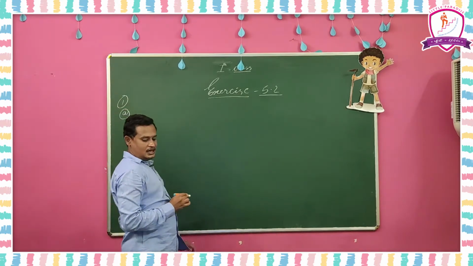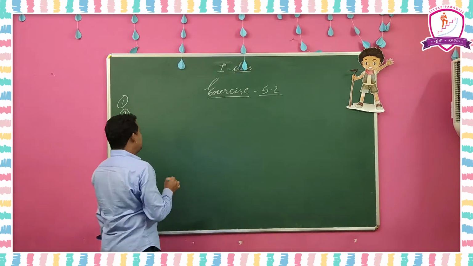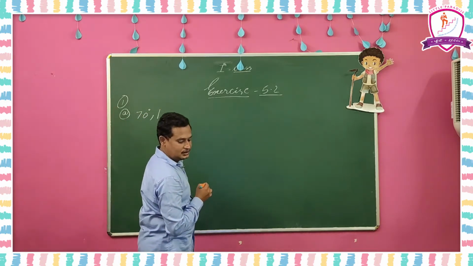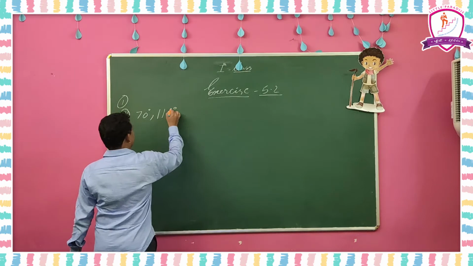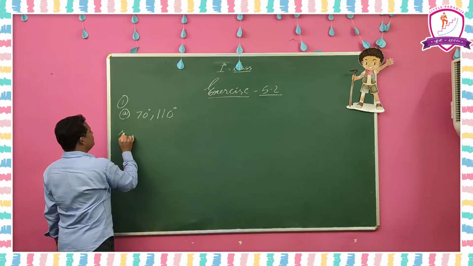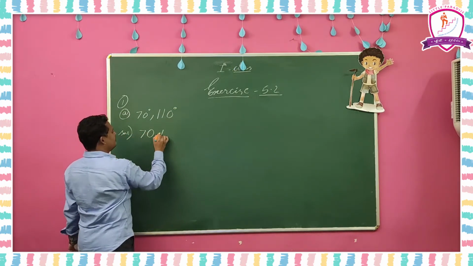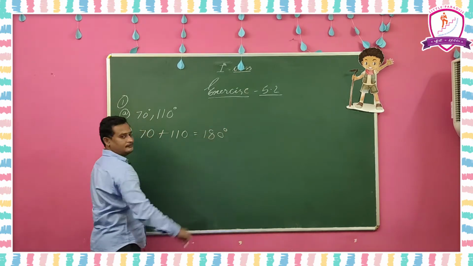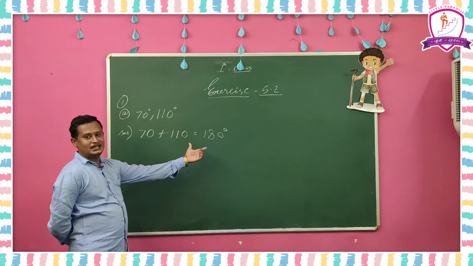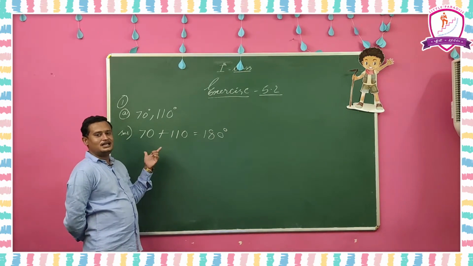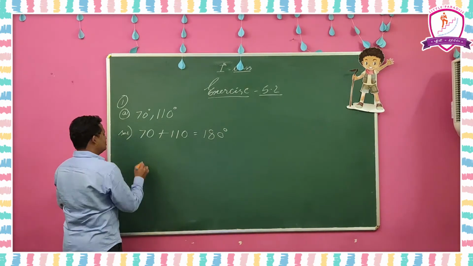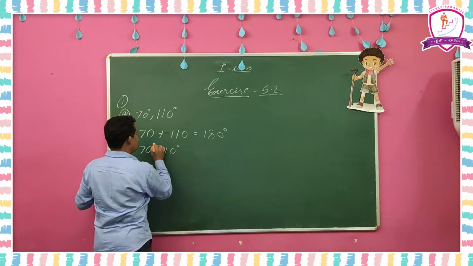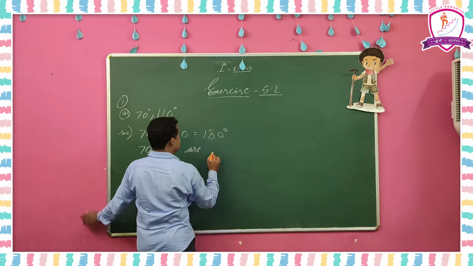What are the angles given there? 70 degrees and 110 degrees. Here, first we have to add these two immediately. 70 plus 110 is equal to 180 degrees. What do we get here? 180 degrees. 180 degrees means these two angles are supplementary angles. Therefore, 70 and 110 degrees are supplementary angles.